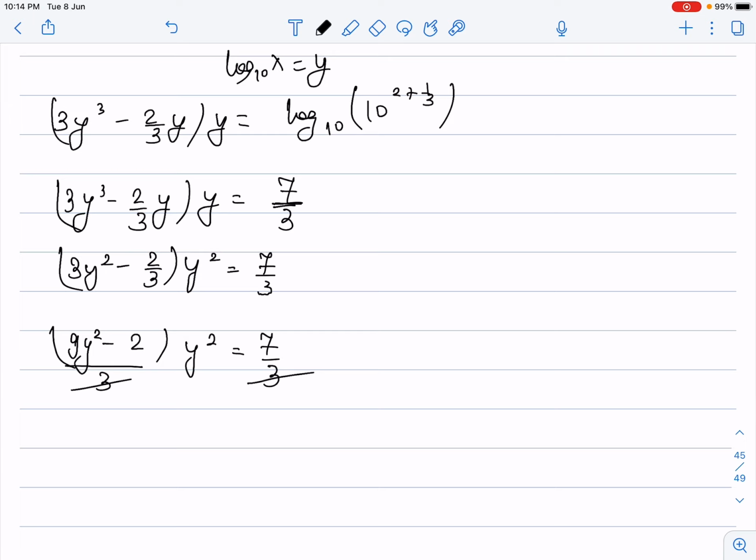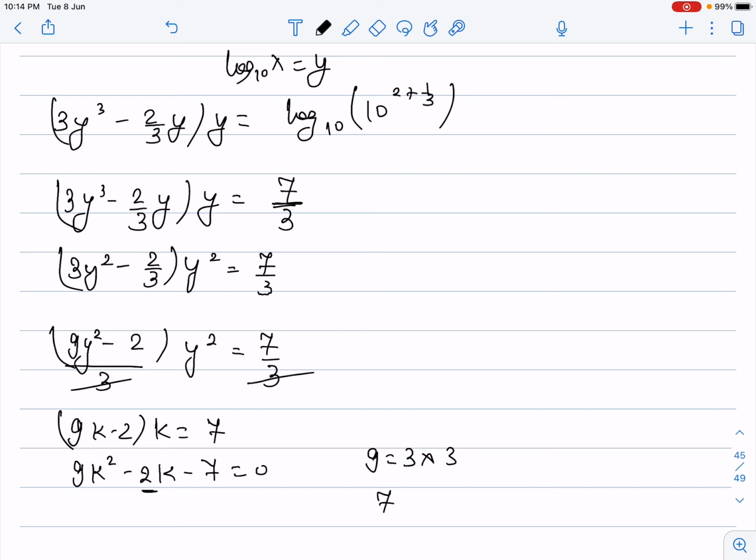Now we have y square. I can assume again a variable. Let us suppose k. So 9k minus 2 multiplied by k is equal to 7. That means 9k square minus 2k minus 7 is equal to 0. And 9 can be written as 3 multiplied by 3, and 7 is 7, we know.